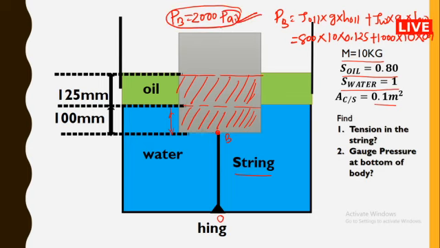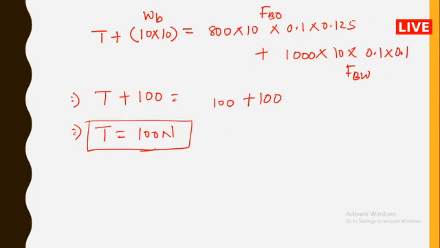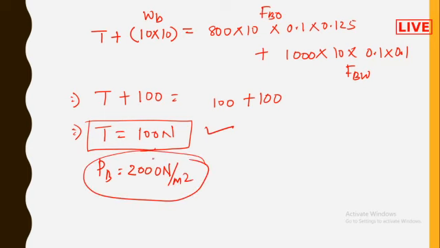Okay, that is the correct answer. So we already found out the thing, the tension will be 100 Newton, and the pressure at this bottom is coming out to be 2000 Newton per meter square. So this is our correct answer.